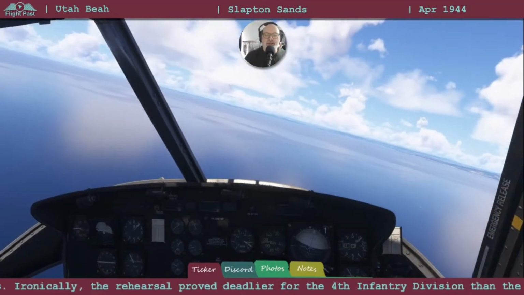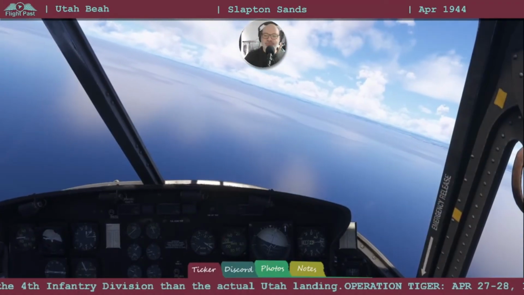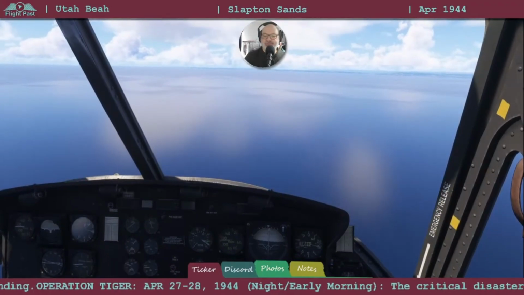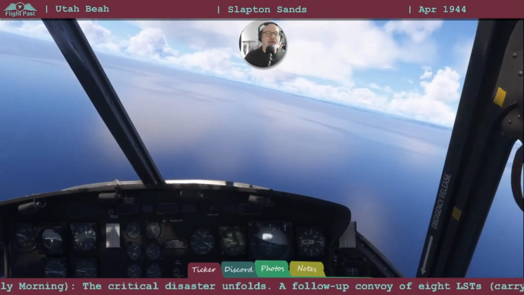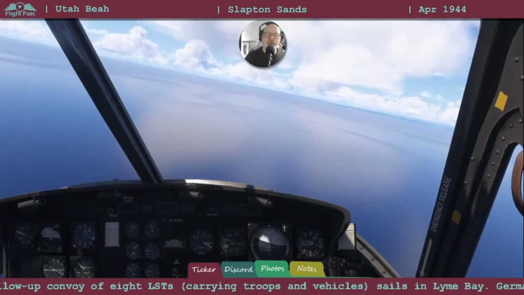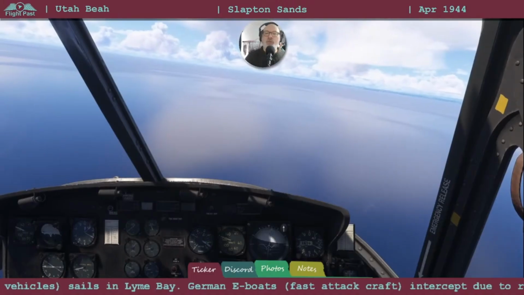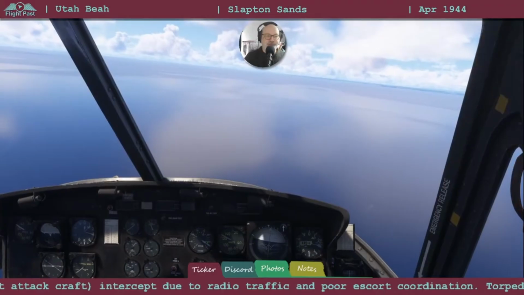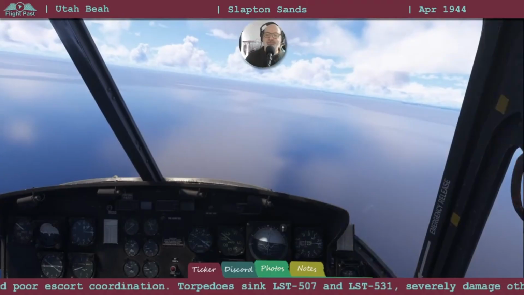The problem was, it's an exercise, and things started to go wrong. Some of the landing ships were delayed, so the American admiral in charge, Admiral Don Moon, decided that because of the delay he would push back H hour by 60 minutes. So H hour now becomes 8:30 in the morning.